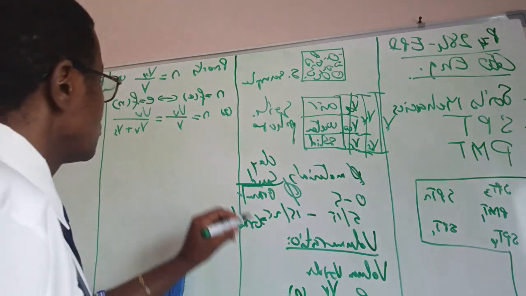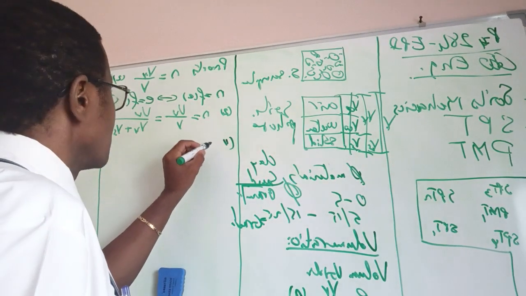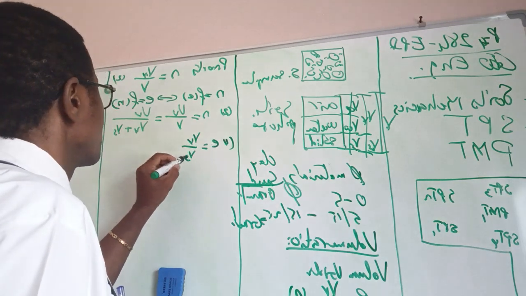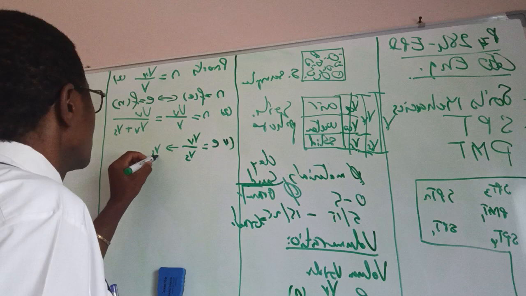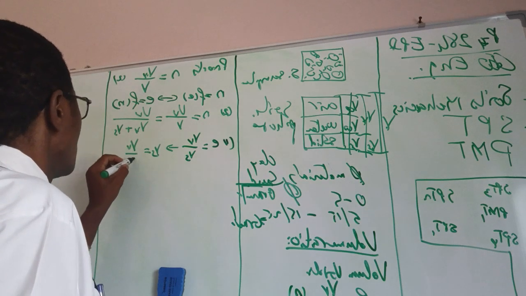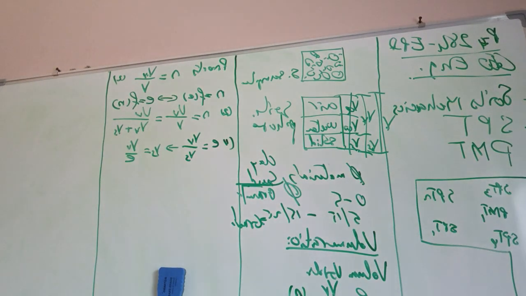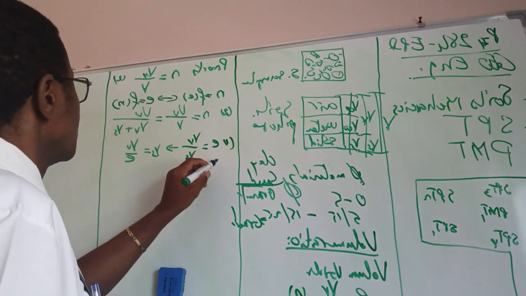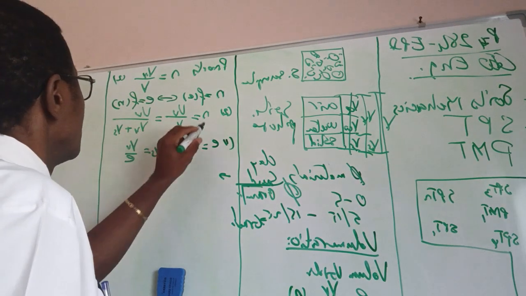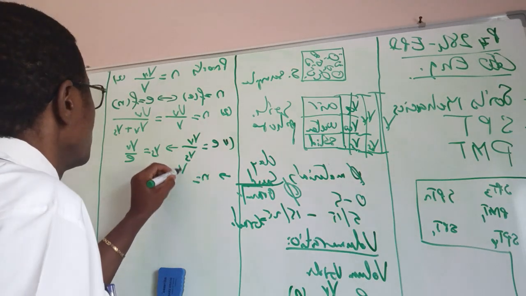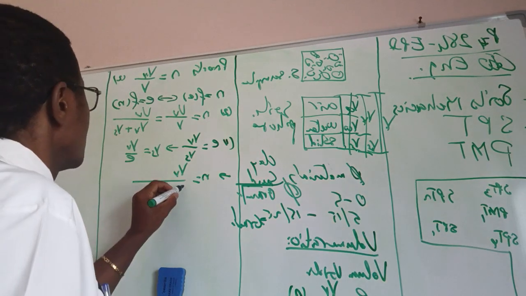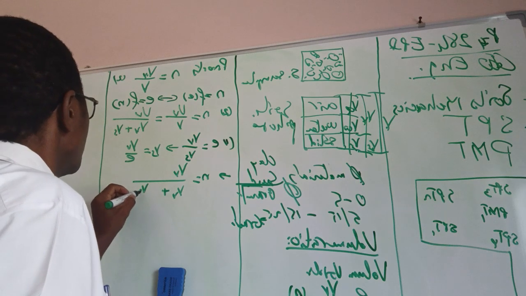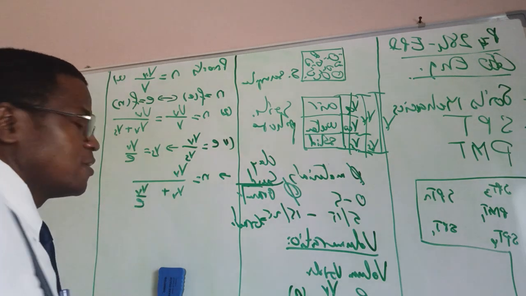Now, referring to equation number 1, where e equals the volume of voids over the volume of solids, that is, the volume of solids will be equal to the volume of voids over e. From this, we'll be able to write n will be equal to the volume of voids over the volume of voids plus the volume of voids over e.